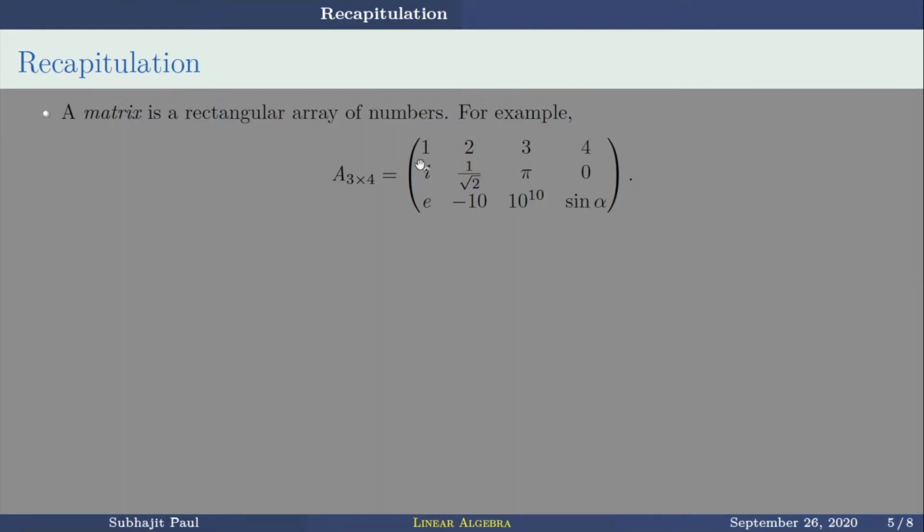Here, these ones are called the rows, like 1, 2, 3, 4. This is a row: i, 1 over root 2 pi, 0. This is a row: e, minus 10, 10 to the power 10, sine alpha. This is a row. And these are columns: 1, i, e, 2, 1 by root 2, minus 10. These are columns. So this matrix is written in this way.